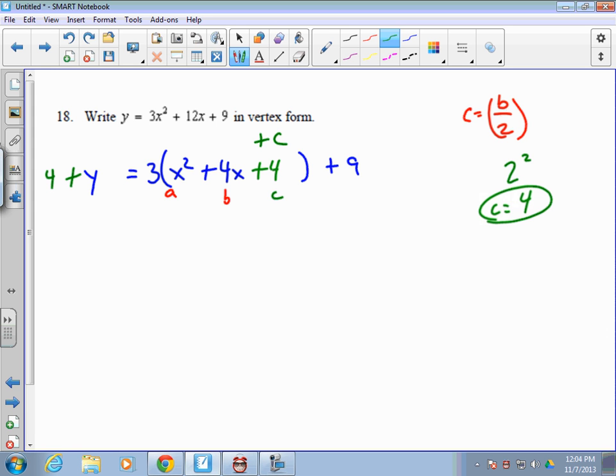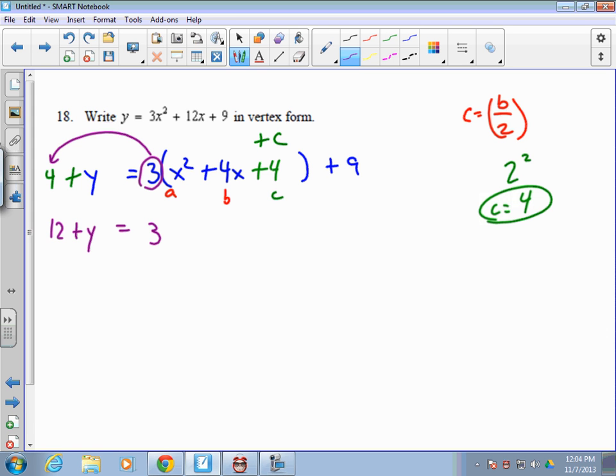But more specifically, since we don't have a coefficient of 1, we have to take that 3 up front and multiply it by 4. So now we have 12 plus y equals 3, and then we can create our trinomial from here. We can create our binomial.